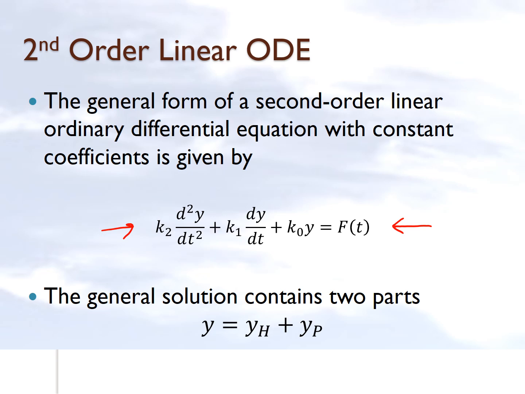linear ODE. K0, K1, K2 are the coefficients of this differential equation, and f(t) is the right-hand side, t is the independent variable, y is the dependent variable, and our mission is to find an exact solution or expression for y of t. Similar to first-order ODEs, the solution has two parts, a homogeneous part and a particular part. Let's see how to solve for each of them.